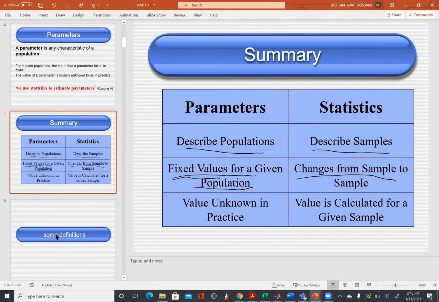And the parameter value is unknown in practice. We do not know the value in practice. And the statistic value is calculated for a given sample. Once you get the sample, you can calculate the value for that given sample.